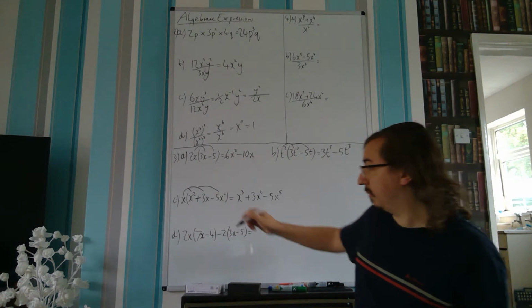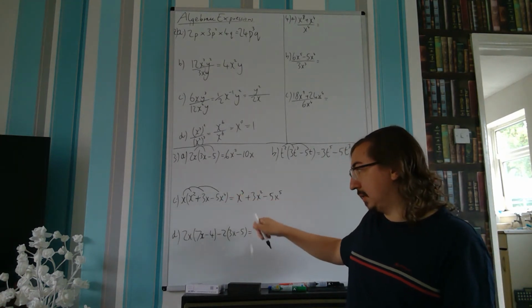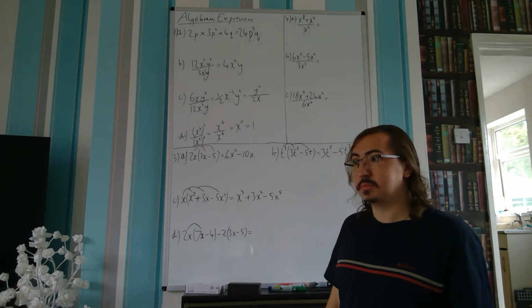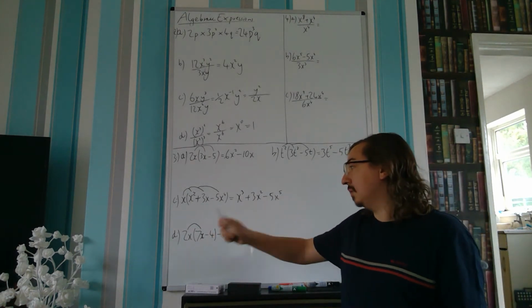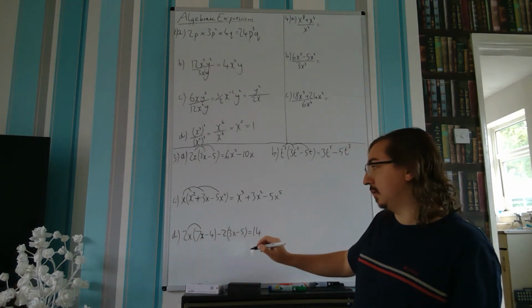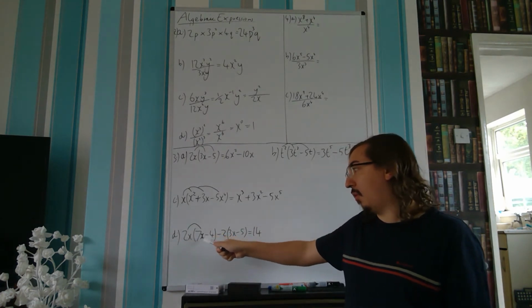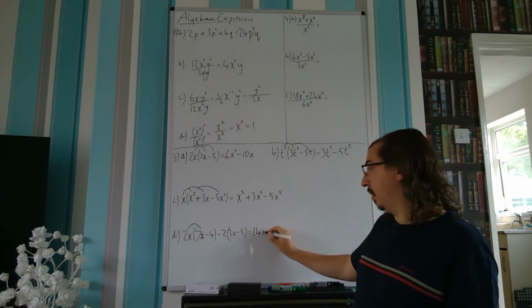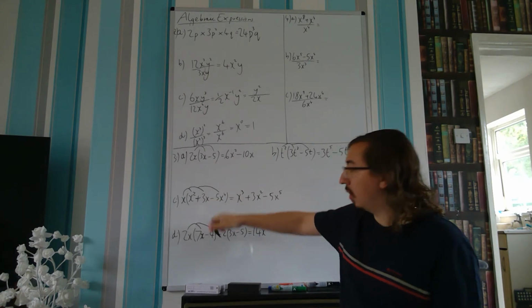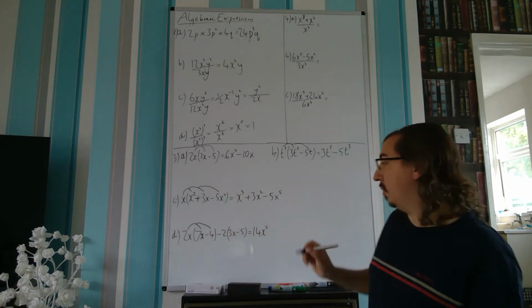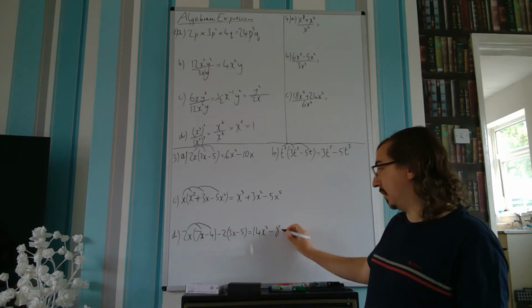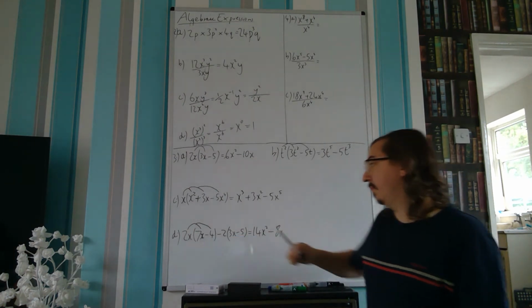Then we have d. 2 sets of brackets this time, but we follow the same idea and we expand. 2x times 7x. 2 times 7 is 14. X to the power of 1 plus the power of 1 there gets us an x squared there. 2x times minus 4. Take the minus into account. 2 times 4 is 8. We've got our x from the first term.